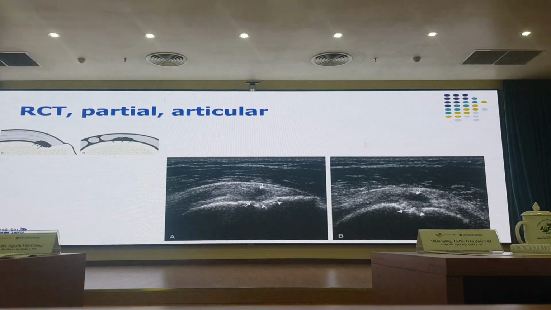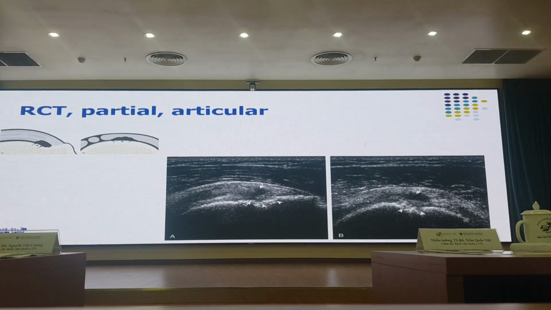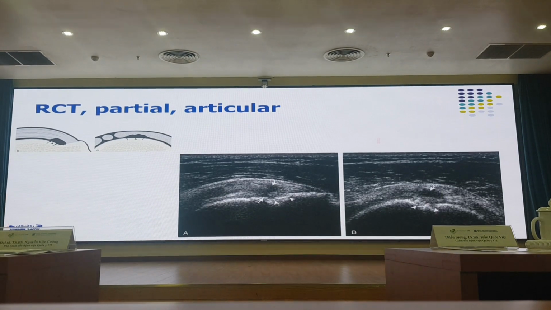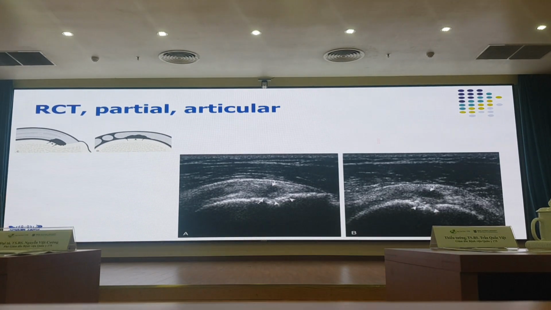So I can show you some cases of the partial tear and full tear. This is the articular side partial rotator cuff tear. You can see the cortical irregularity sign just behind the articular side partial tear.